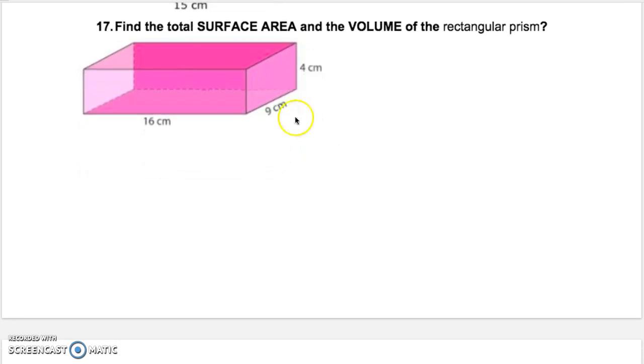Number 17, find the total surface area and the volume of the rectangular prism. So you're going to need to know how to find the surface area of this prism and also the volume.